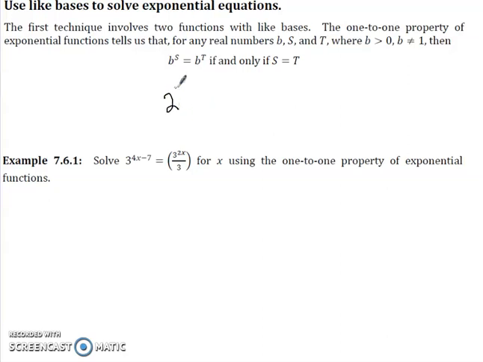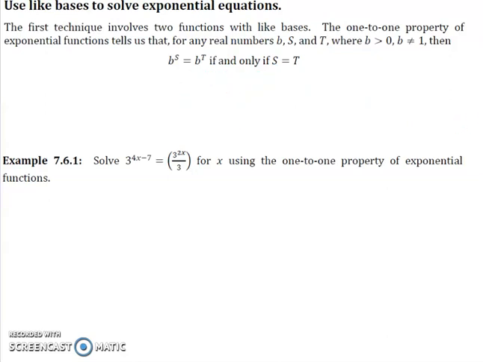If I have, for example, 2 to the power of 5x plus 1 is equal to 2 to the power of 3x. I can say I have the same bases, so then my exponents must be equal, giving me the equation 5x plus 1 has to equal 3x. Those exponents must be equal to one another.